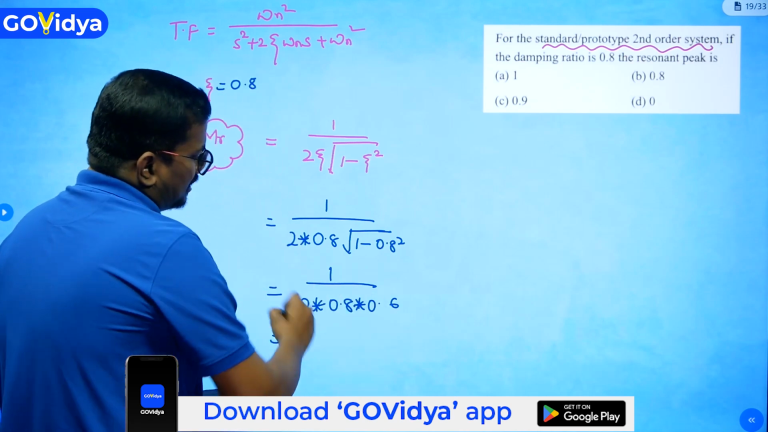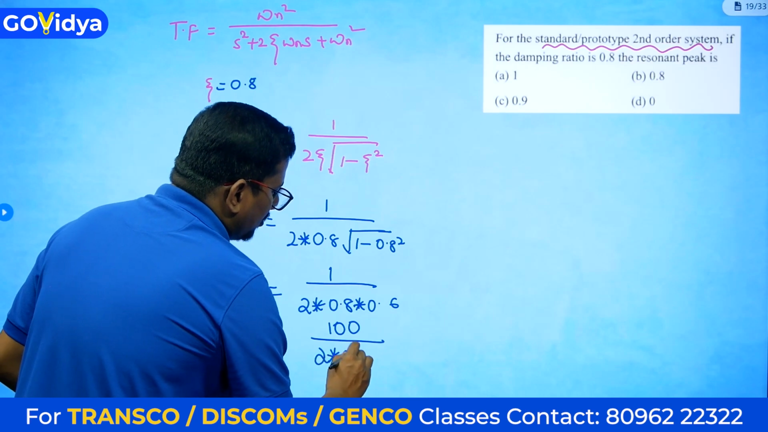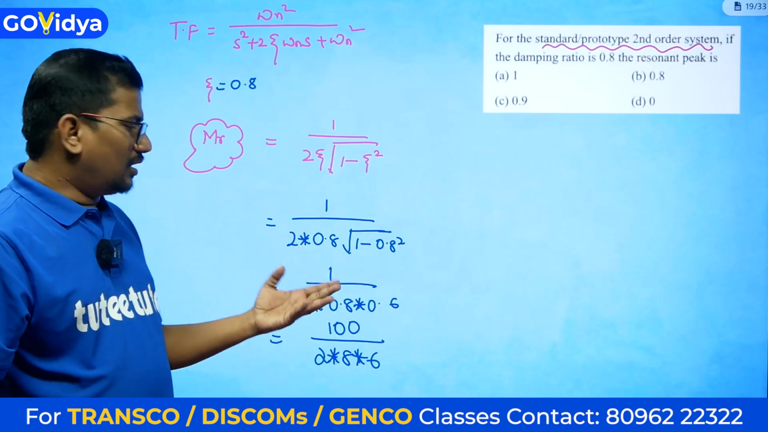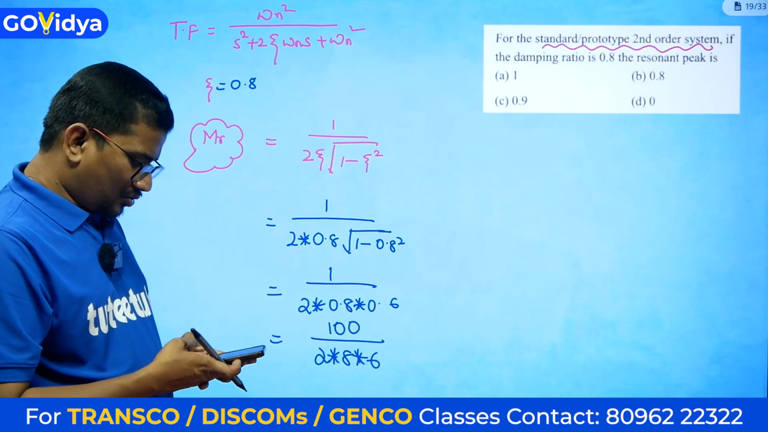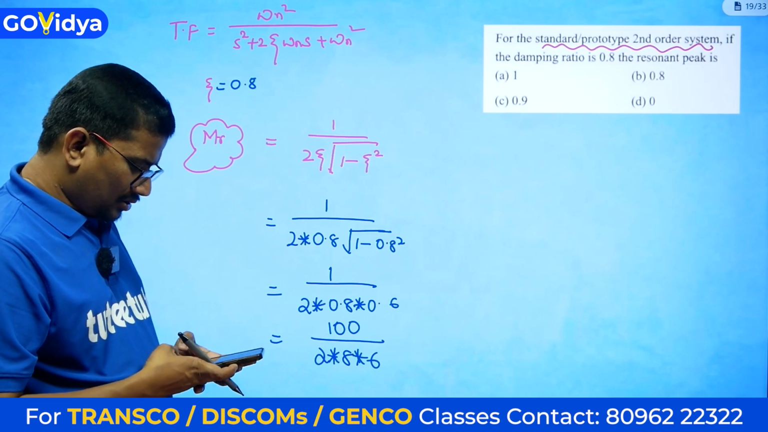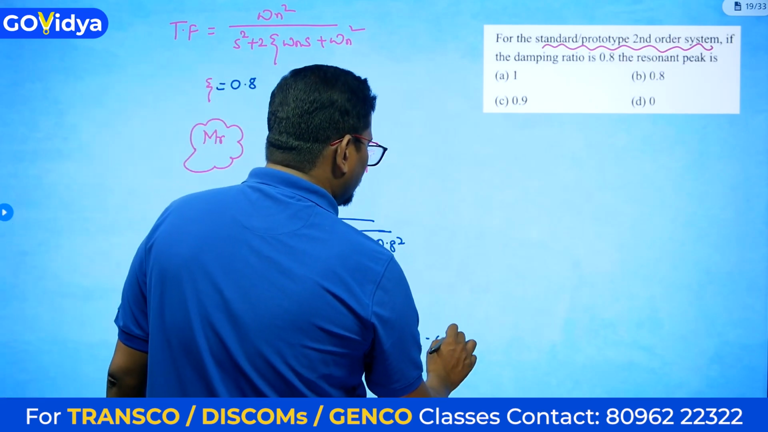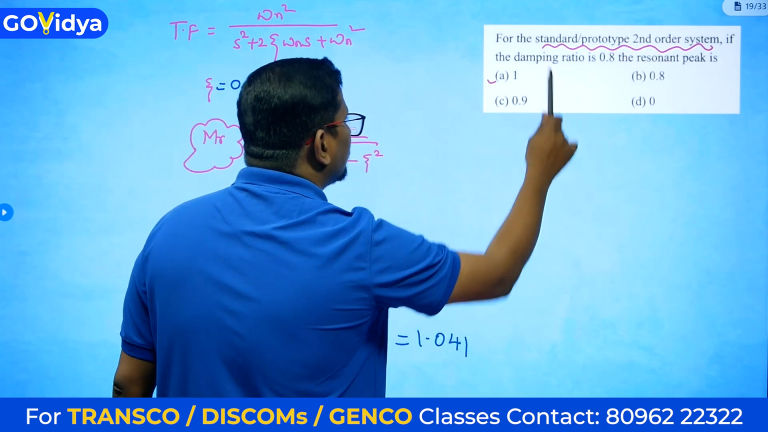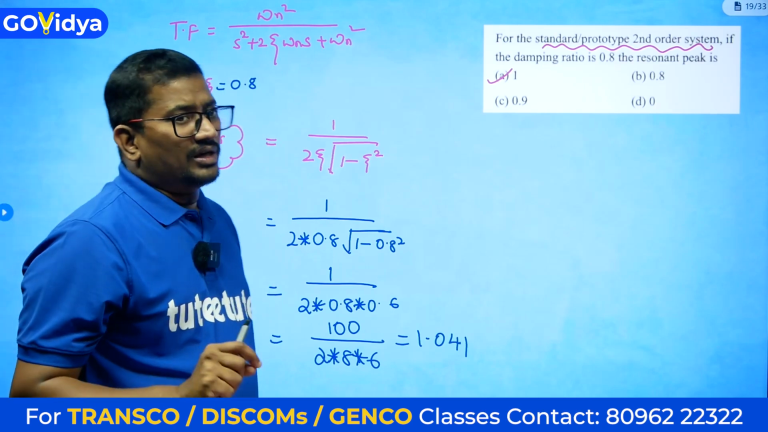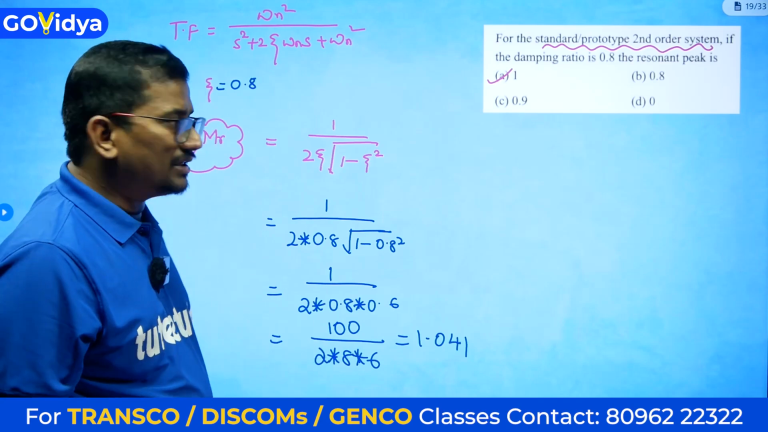So from this, can I say 100 by 2 into 8 into 6? 0.8 is nothing but 8 by 10, and 0.6 is 6 by 10. So 100 by 2 into 8 into 6. So the answer is 1.041, which is approximately 1. Okay, it's a simple one. The only thing is we need to know the relationship between resonant peak and the damping ratio, so that the problem will be very easy.